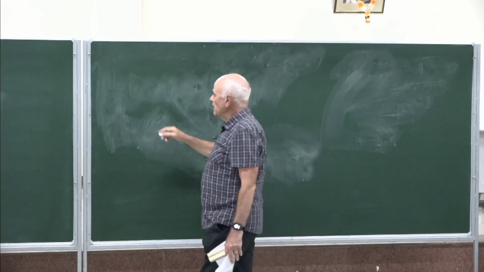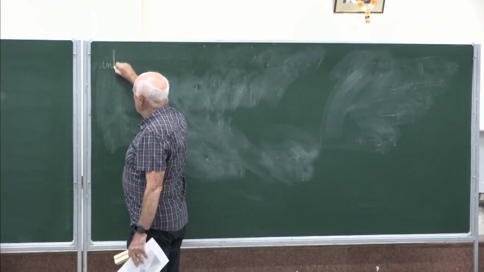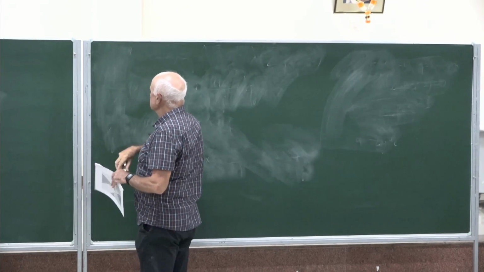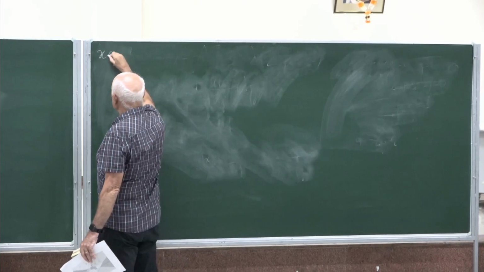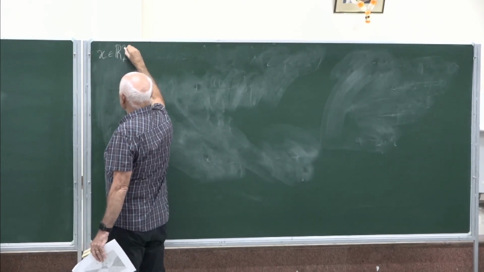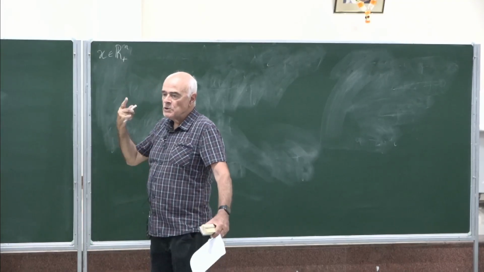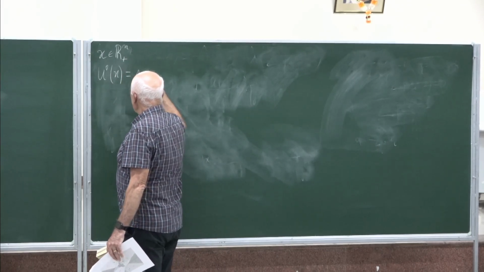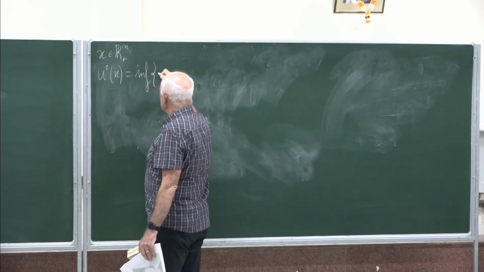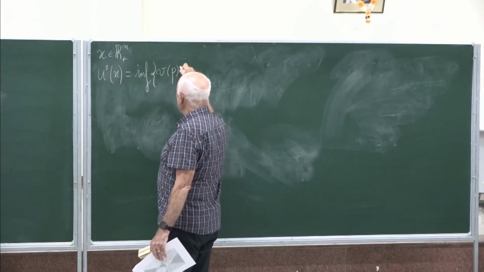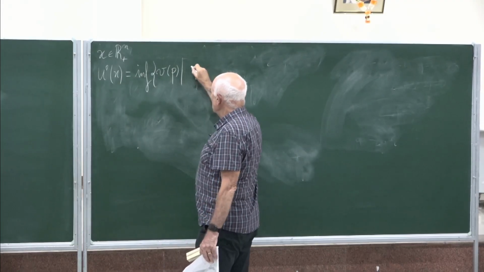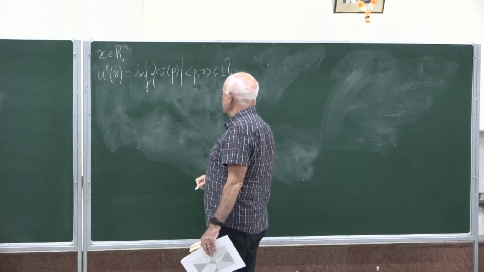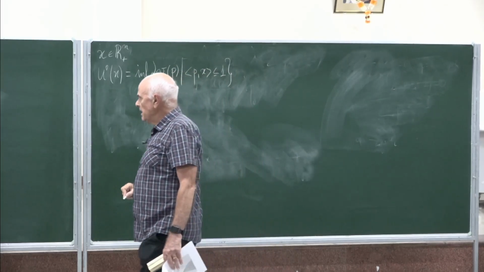So our formula, for given x, our formula for what we call U0, was the infimum of V of p subject to px less than or equal to 1, p non-negative.